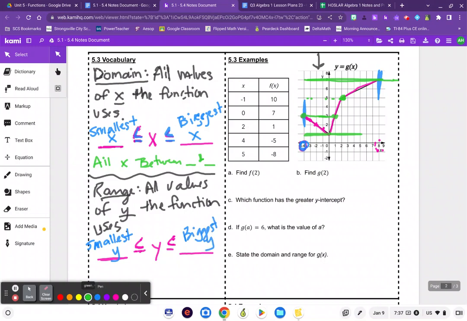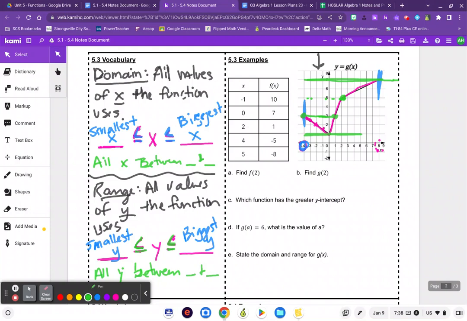In other words, I'm looking at all y between blank and blank. And again, I'm picking a y value that is the smallest y value because that y value is less than or equal to every other y value trapped in that interval, and all of those y values in that interval are smaller than or equal to that biggest y value. And so we have domain and range as these new ideas.